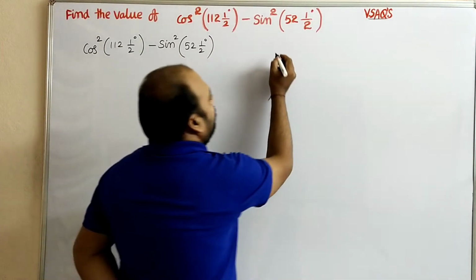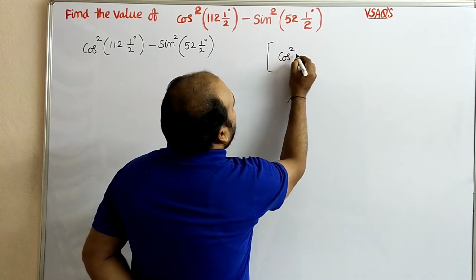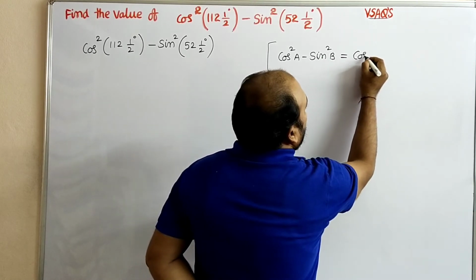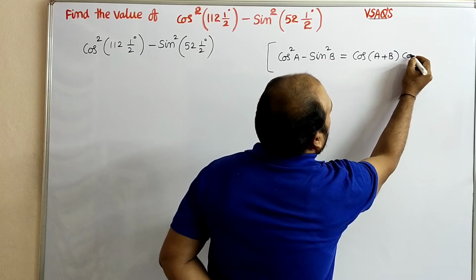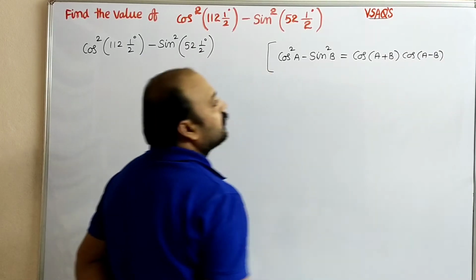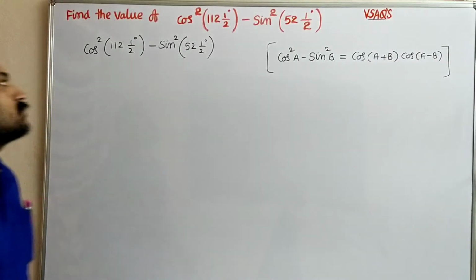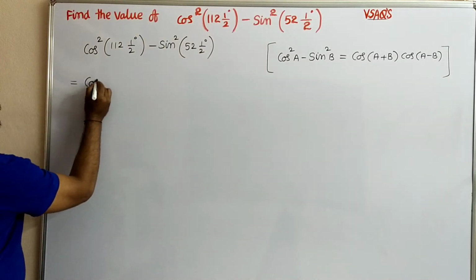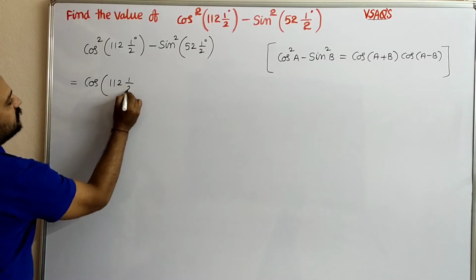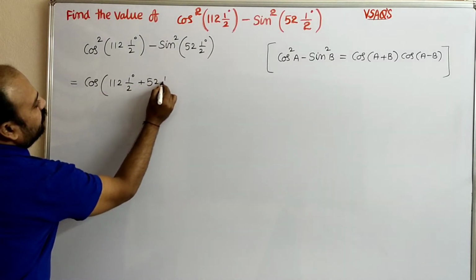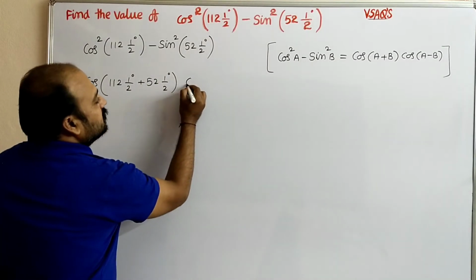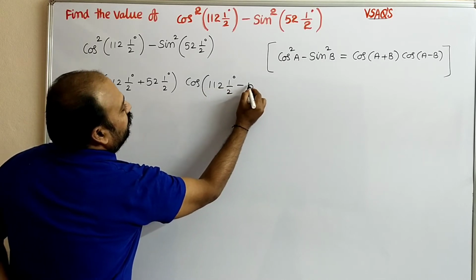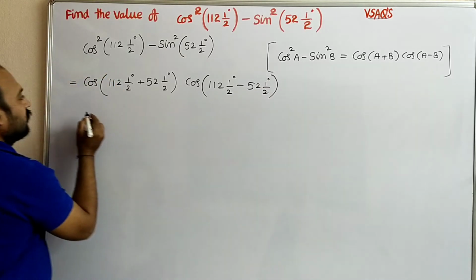We know one formula: cos square A minus sin square B is equal to cos of A plus B into cos of A minus B. So here, this is A, this is B, which is equal to cos of 112 and half degrees plus 52 and half degrees, into cos of 112 and half degrees minus 52 and half degrees.